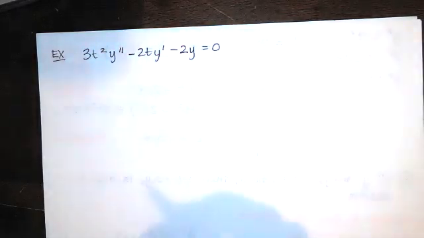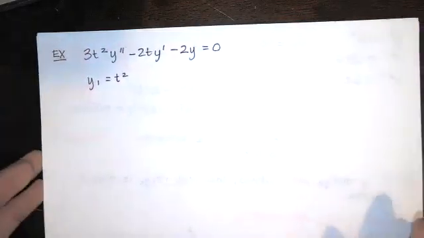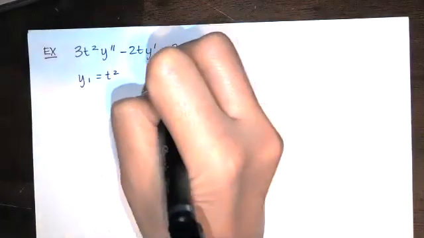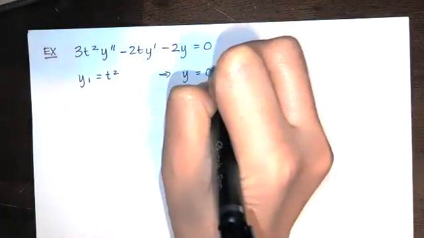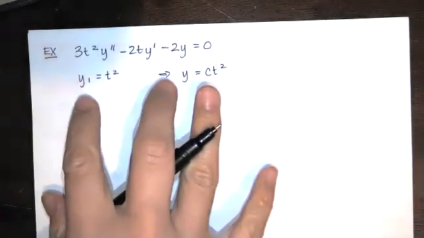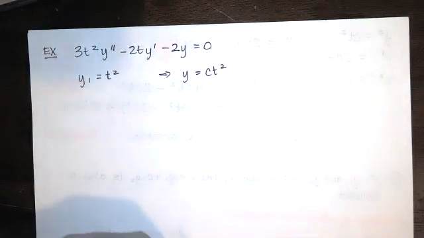We were looking at this differential equation before. We said 3t squared times y double prime minus 2t times y prime minus 2 times y equals 0 has one solution of t squared. And in the last example, we proved that since y1 equals t squared is a solution, that implied that y equals c times t squared was also a solution. So this is a family of solutions of that differential equation. But there's actually another solution out there to this differential equation that doesn't belong to this family.